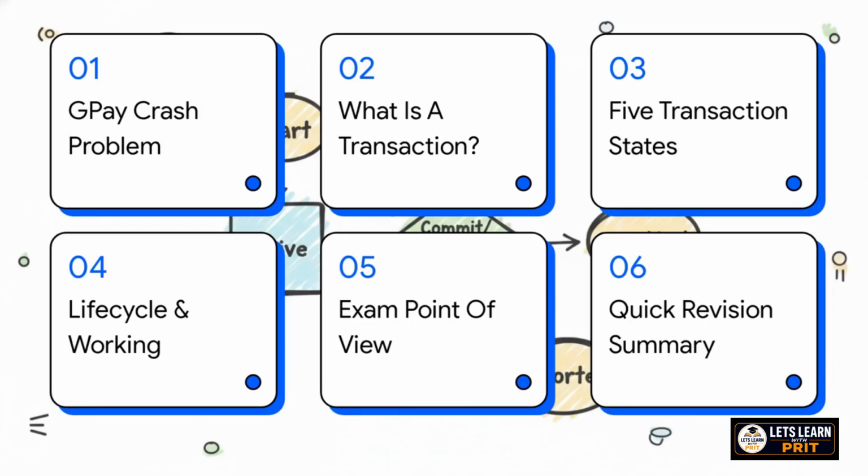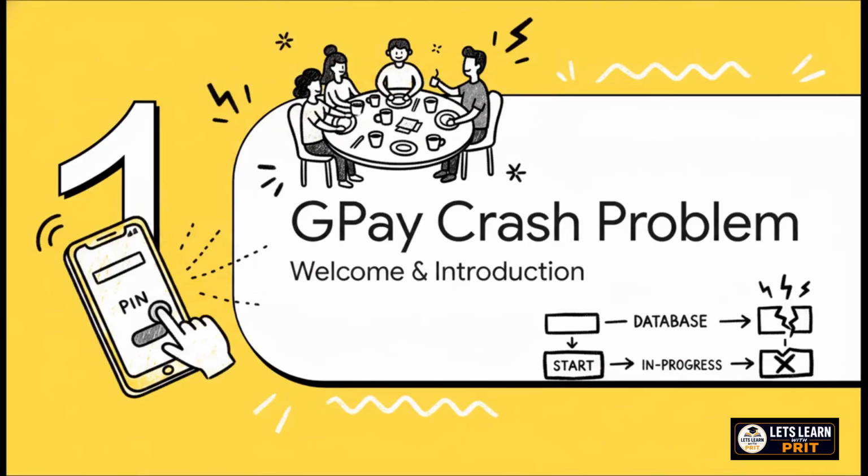Okay, so real quick, here's our game plan for today. We'll start with the relatable GPay crash problem, then clearly define what a transaction actually is. After that, we'll look at the 5 specific states a transaction goes through, map them out on a lifecycle diagram, and see how it all works. Finally, we'll cover things purely from an exam point of view and wrap up with a quick revision summary. Let's jump right into Section 1.